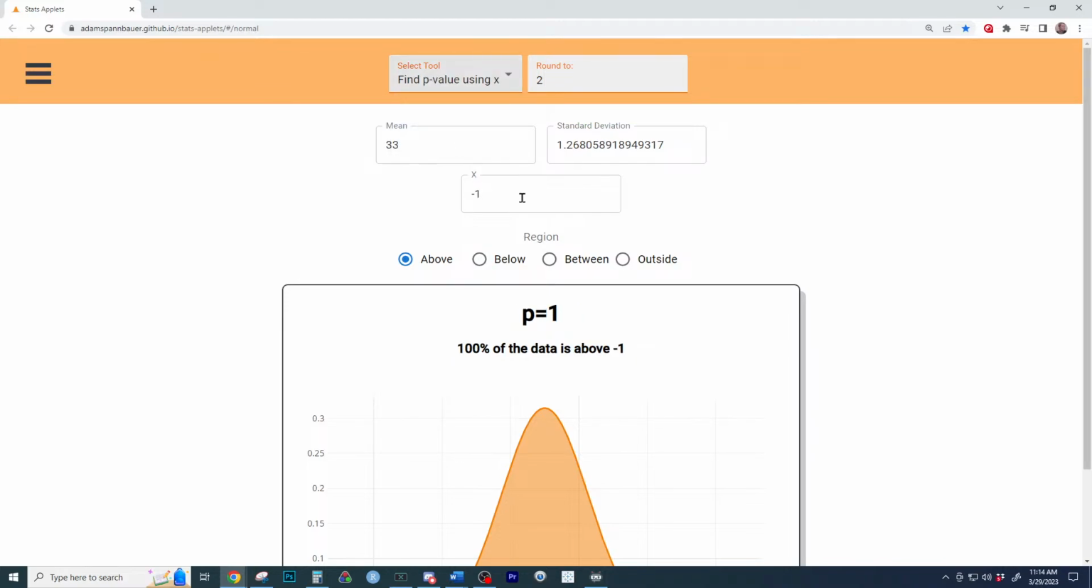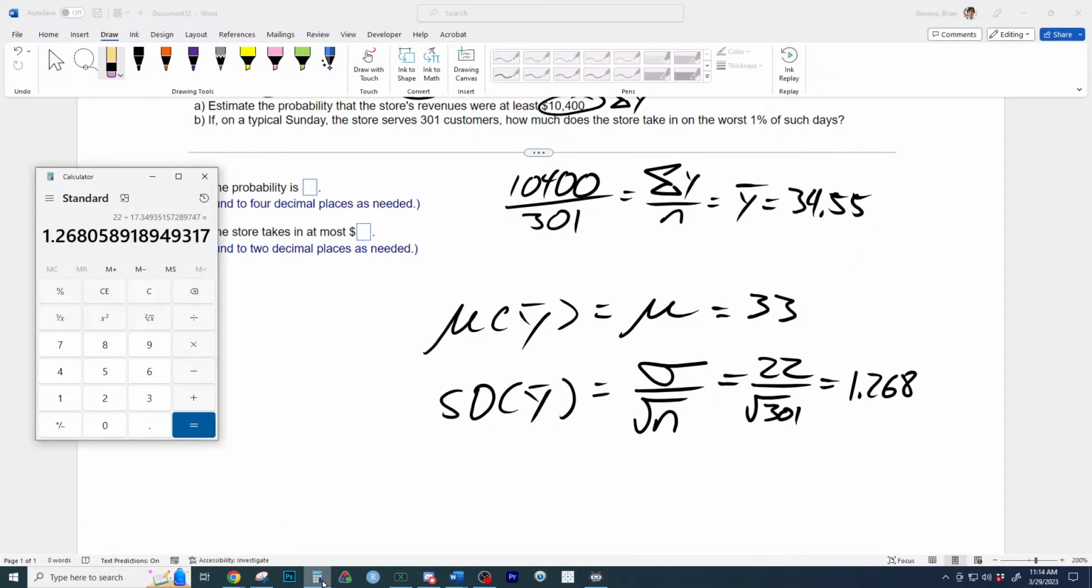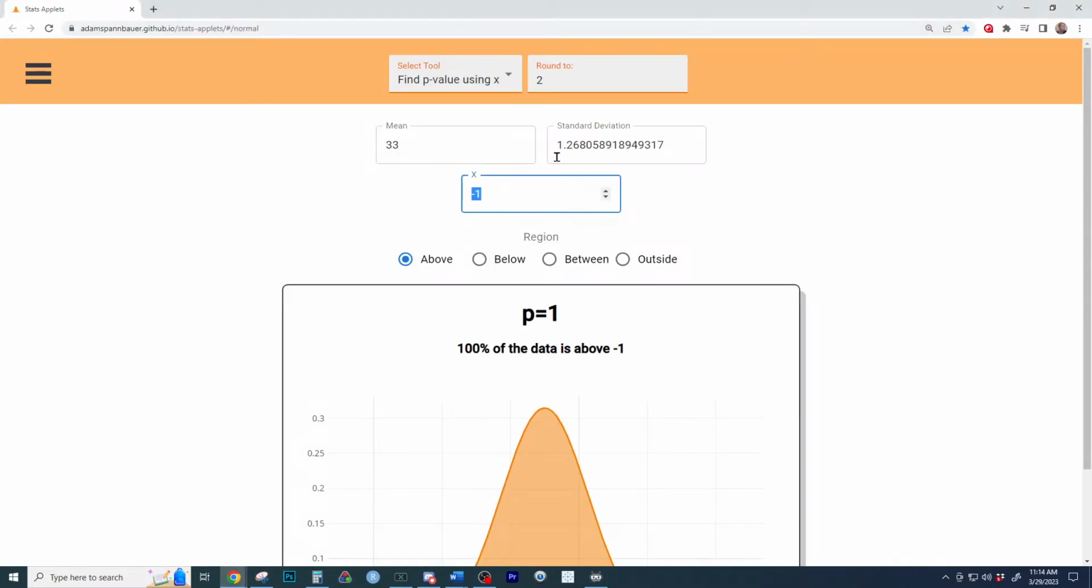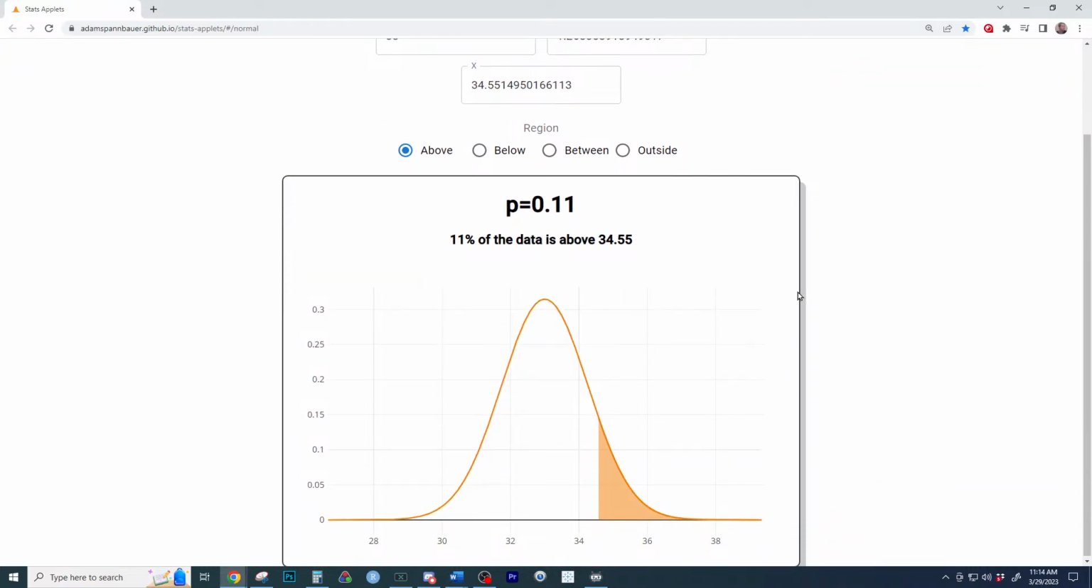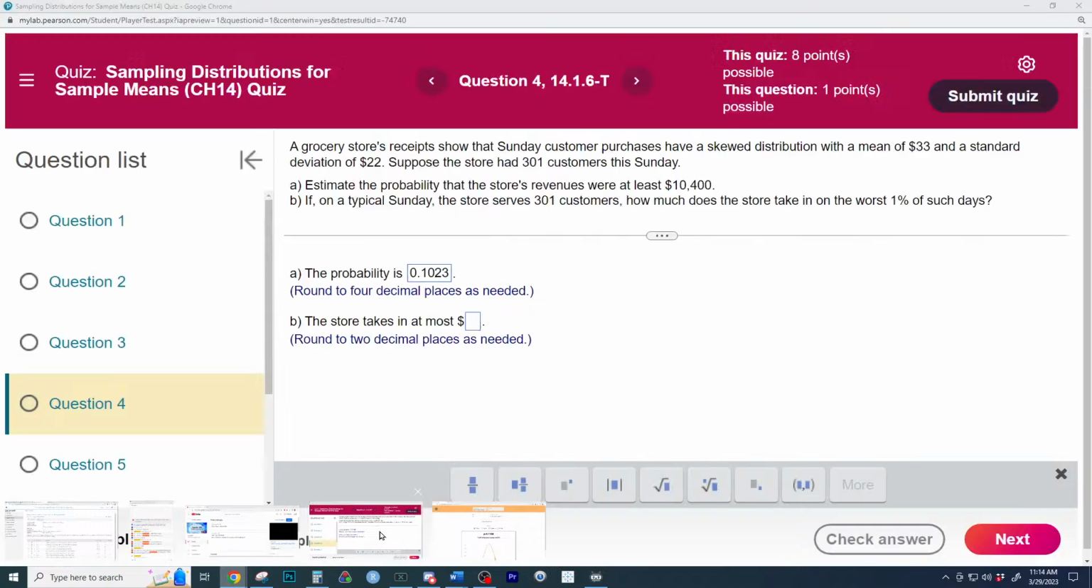Now we need to find above a certain value, and that value was, let's put all the decimals in for this value, this 34.55, and that was 10,400 divided by 301, and we're going to drop this in with all the decimals too. And so we're going above this value right here, and as I said, it's about 11%, and then we can go ahead and round it to 4 decimals, so 11.06. So my guess was kind of close.